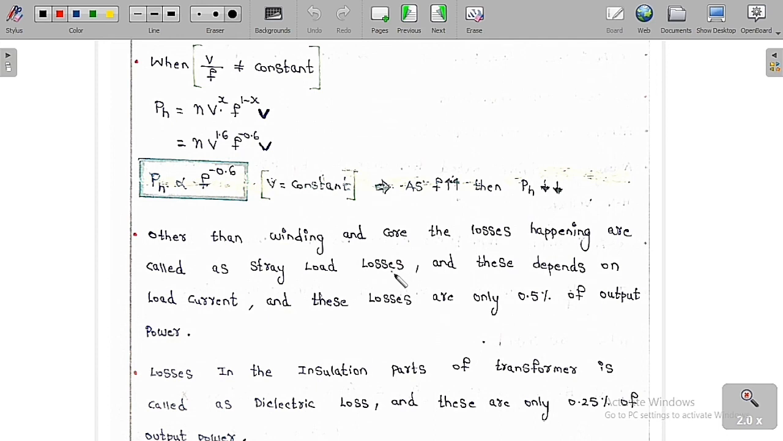Other than core loss and copper losses, there is one more loss which is called the stray load loss, and these depend upon the load current, or you can say the output current, and these losses are only 0.5% of the output power. So it is a very, very small value, so we are going to neglect it for all the ideal cases, because it depends upon the load current and is only 0.5% of the output power.